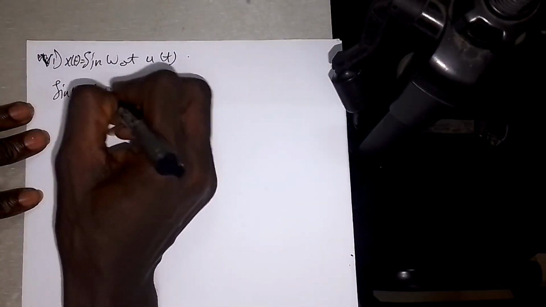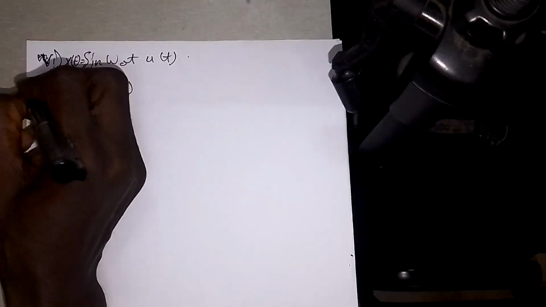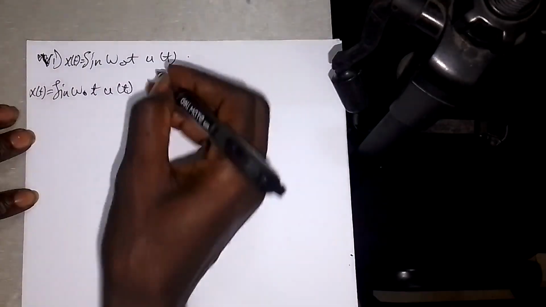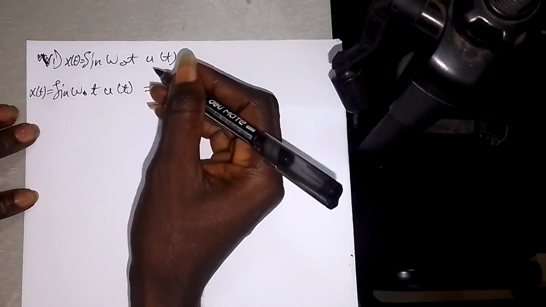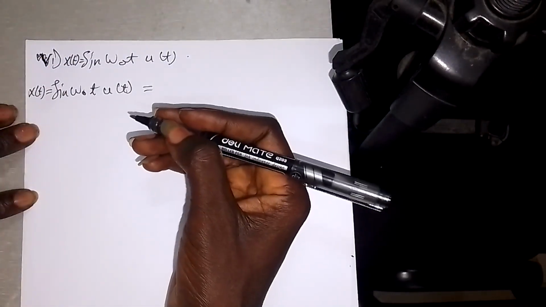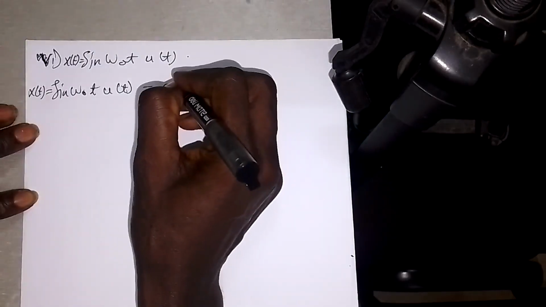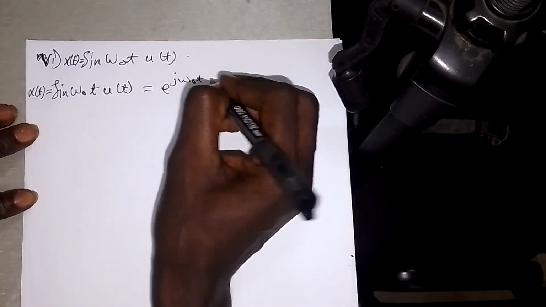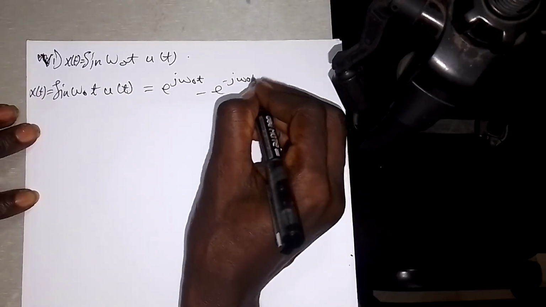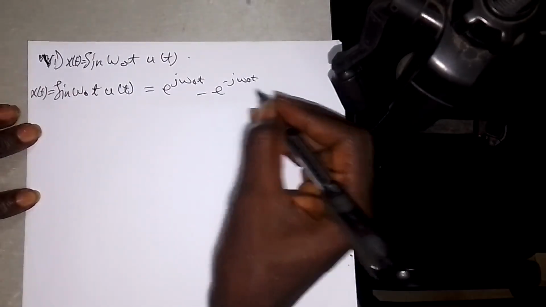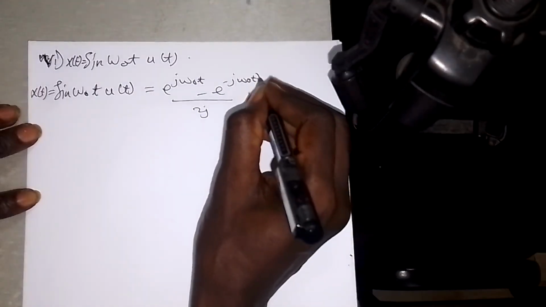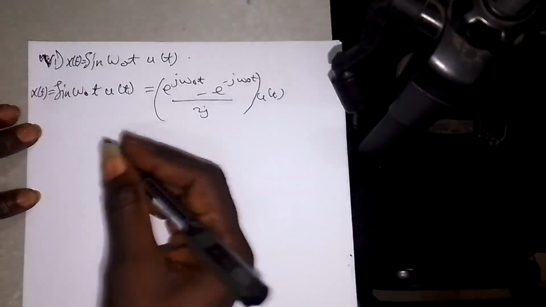So x of t is equal to this. Sine omega naught t, if you expand it in terms of complex exponential functions, you're going to get e to the j omega naught t minus e to the minus j omega naught t, over 2j, into u of t. Okay, so this is what you're going to get.